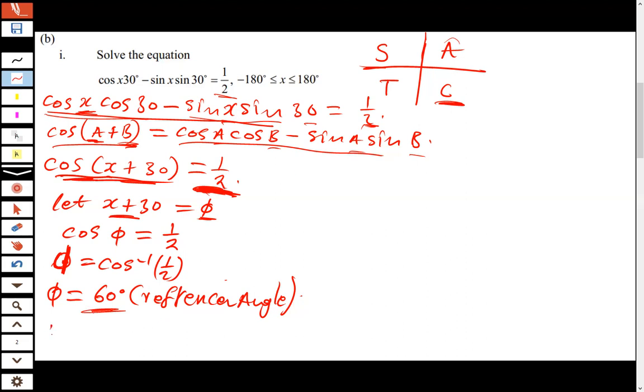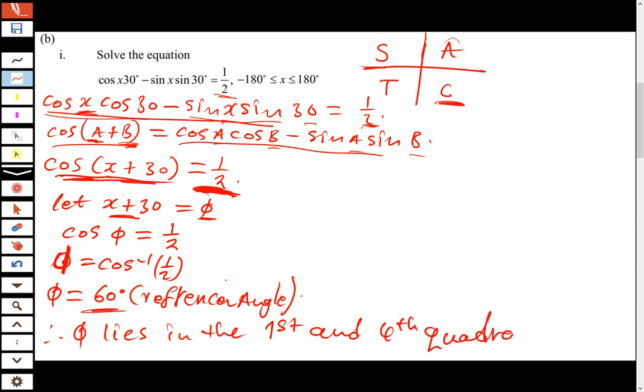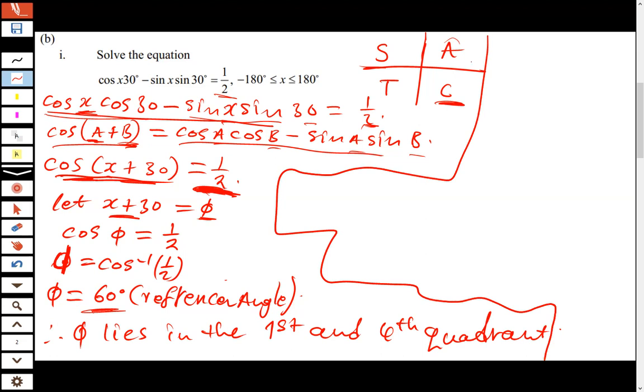So we say, therefore, phi lies in the first and the fourth quadrant. So after doing this, we can now start finding the solutions for x, because the question is asking us to find x and not phi.